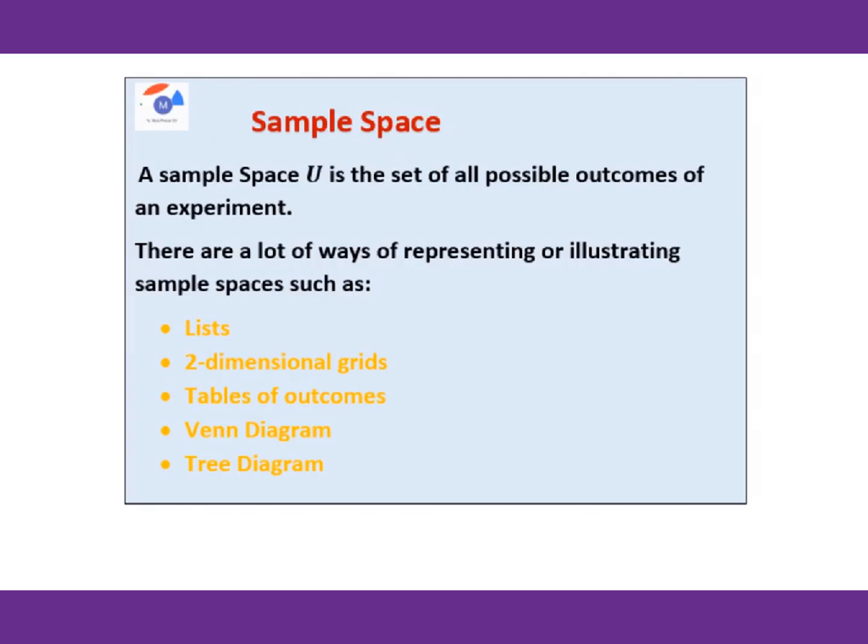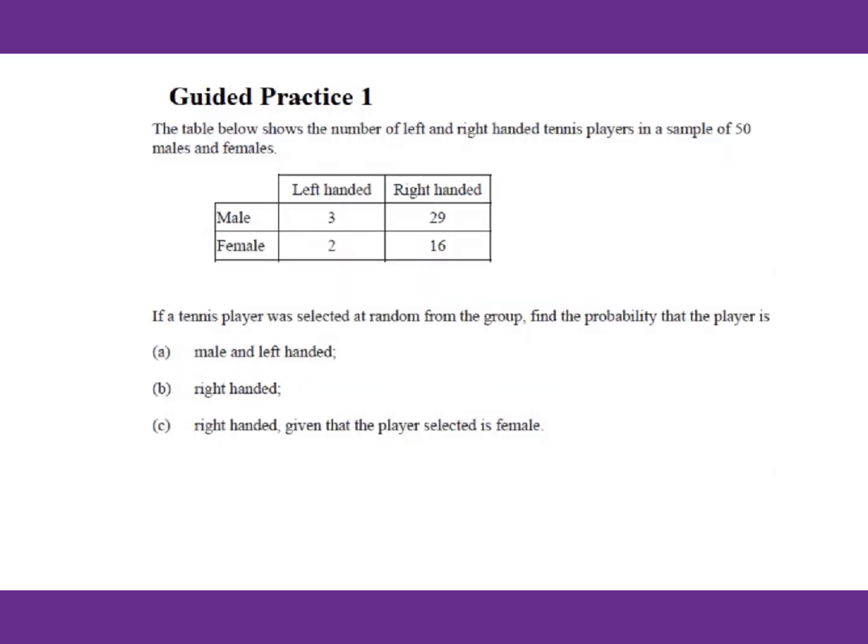Today's video is about using table of outcomes and two-dimensional grid to find the probabilities. Guided practice 1. The table below shows the number of left and right-handed tennis players in a sample of 50 males and females. If you are given a table for the probability problems, first of all, you need to set up one more row and one more column for the total number.